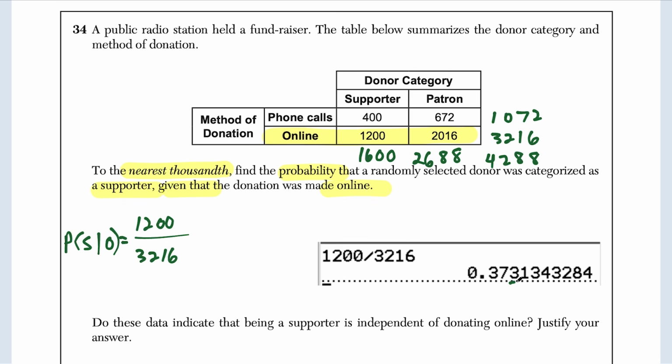So we're going to look 3 digits after the decimal. And we look to the right, we have a 1. So we're going to round down here to 0.373.